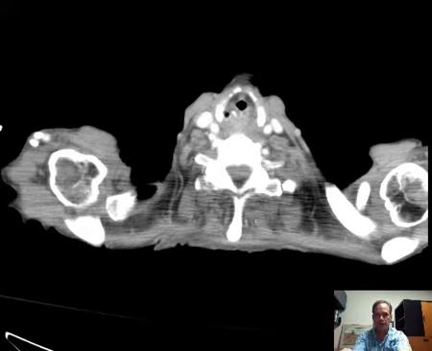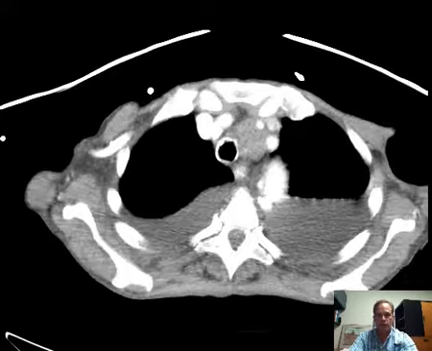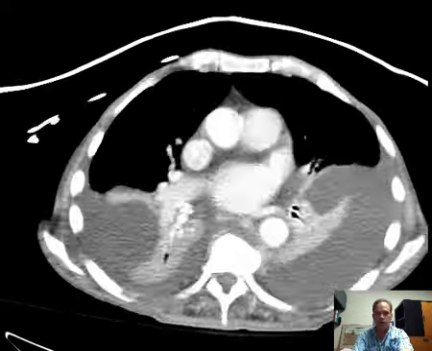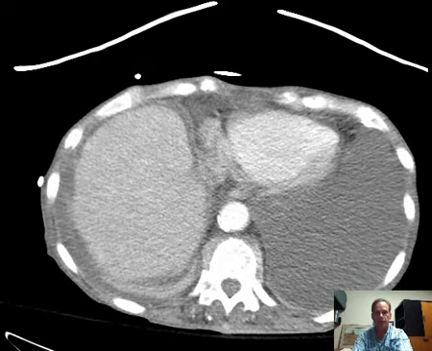Hello there, this is Dr. Mintz. I'd like to review a CT of the thorax to illustrate some important aspects of anatomy, particularly with reference to the lobes of the lungs and some of the mediastinal vascular anatomy. So let's start and just take an overall view, an overview of the chest and see what we're going to be looking at here.